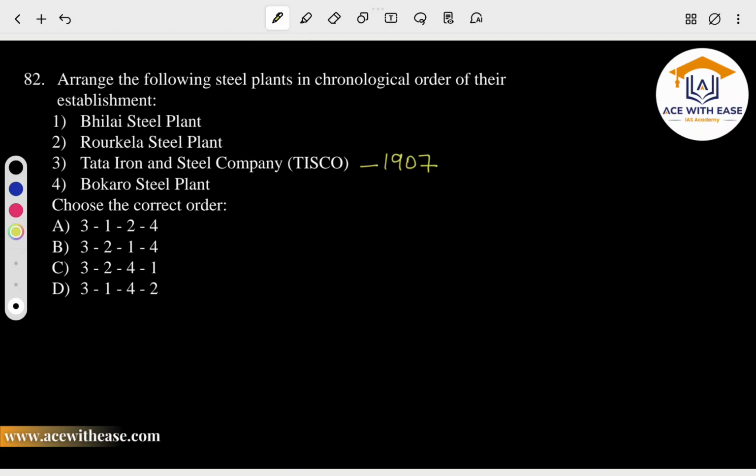Then second, we have Rourkela. Rourkela was established in 1959, in collaboration with Germany. And we have Bhilai also in 1959, established with the Soviet Union. And Bokaro was established in 1967. So we have 3214, option B is the correct chronological order.